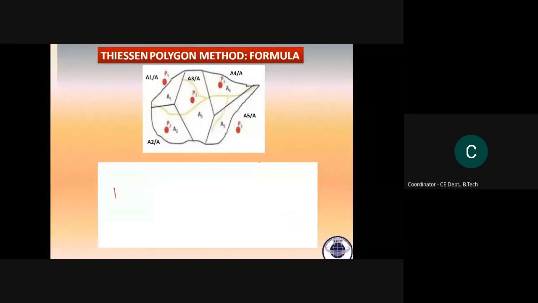See here, as I say, P bar by A. Suppose P bar is the average rainfall data, or the average precipitation over an area, with total catchment area A. That must equal what? P1 into A1, where P1 is the rainfall data for rain gauge station 1, and A1 is the Thiessen polygon area for rain gauge station 1. Similarly, we can do this for all, A2, and so on, till Pn, depending on how many rain gauge stations there are.